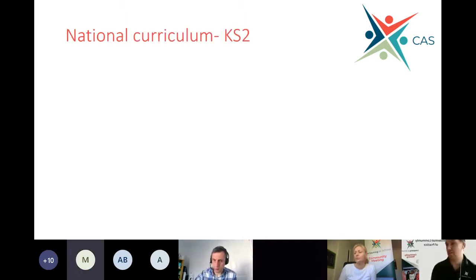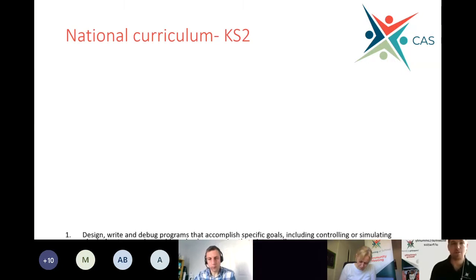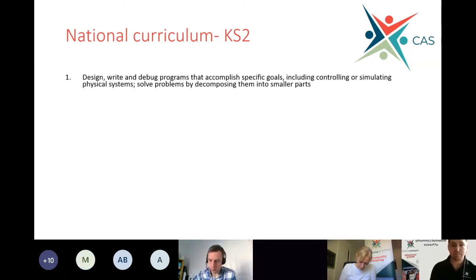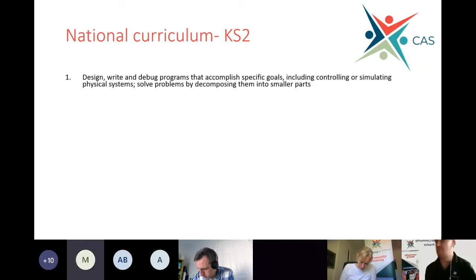Obviously, this one goes on from it and looks at going into a little bit more depth. You've still got the first three, which are about being able to design, write and debug programs that meet specific goals, whether it's controlling physical systems, things like the Bee-Bots at the lower end. There's a lot you can do with Scratch now as well, where you can program other physical systems.